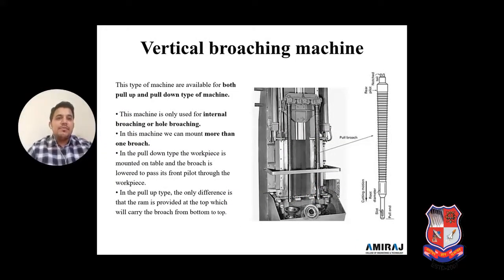In this pull up type, the only difference is that the ram is provided at the top here, and it will carry the broach from bottom to top, meaning the broach will be going from up to down in motion, okay.